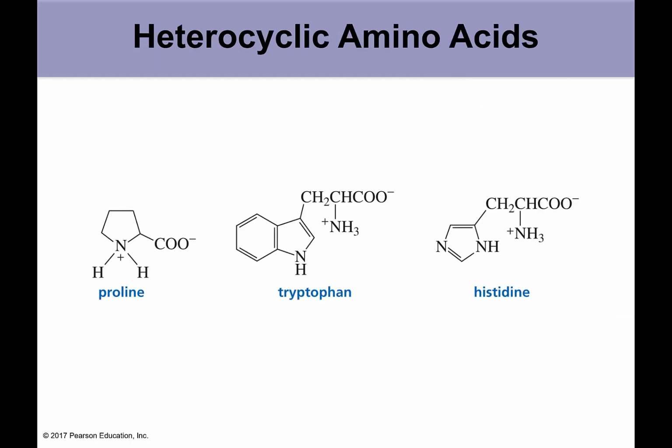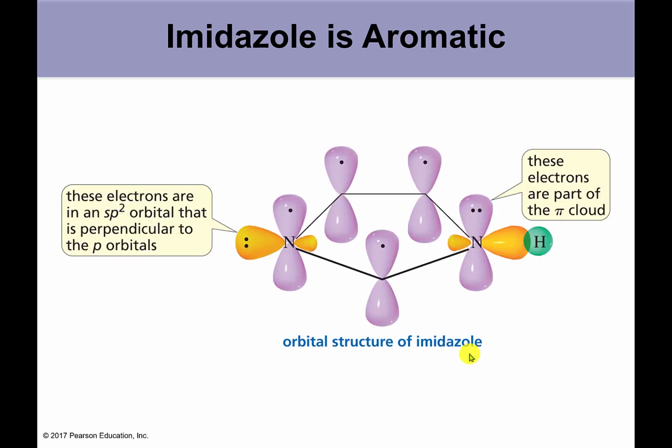There are a number of biologically important nitrogen heterocycles. Of the amino acids, we have proline, tryptophan, and histidine. And histidine within its structure has a nitrogen-containing ring that contains 2 nitrogens known as imidazole. Imidazole is aromatic, and one of the things interesting about imidazole is it has features of both pyrrole and pyridine that we've seen. It has a pair of electrons.